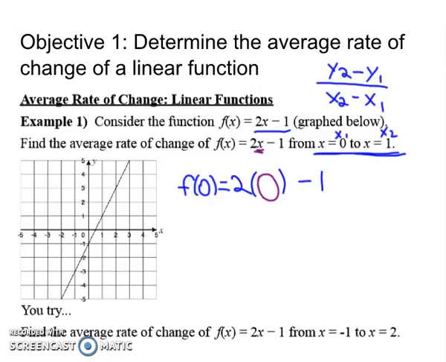So f of 0 equals 2 times 0 is 0, minus 1 is a negative 1. So my first coordinate point, again, this is function notation here. I'm going to write it as a coordinate point, is 0, comma negative 1. Where this is x1, this is y1. y1 of 1, or negative 1, I'm so sorry, negative 1.